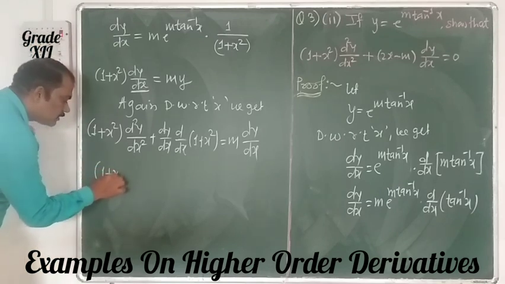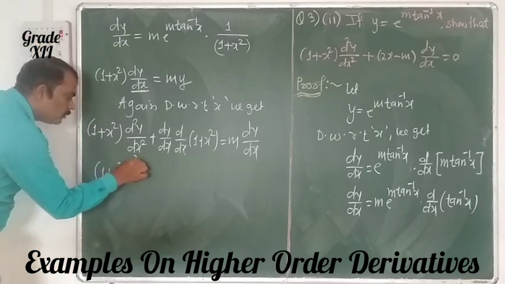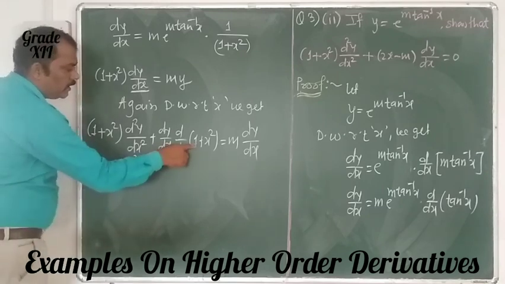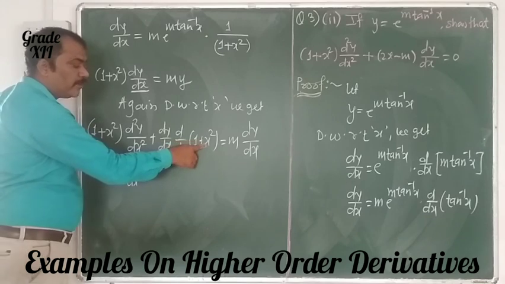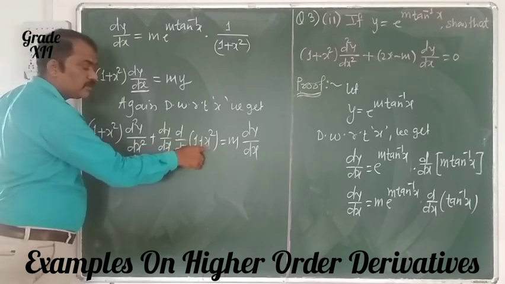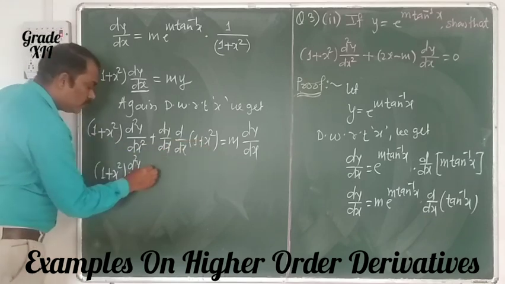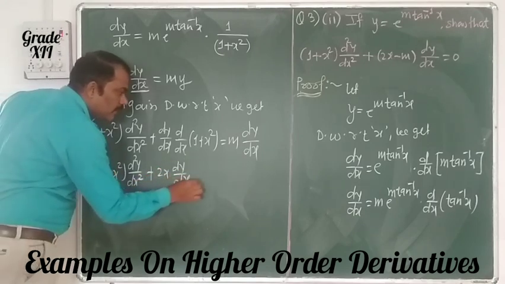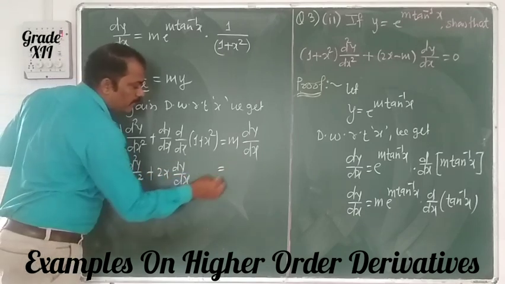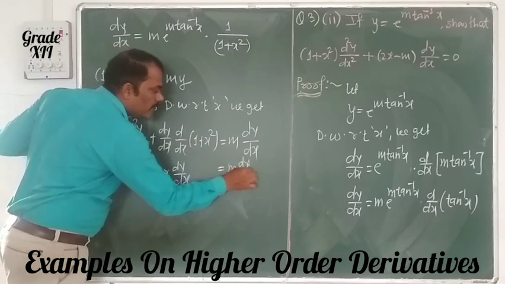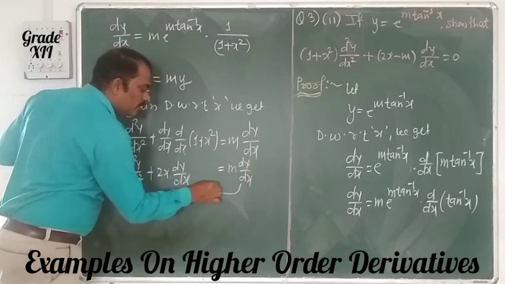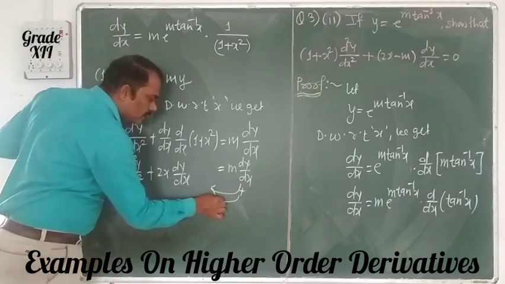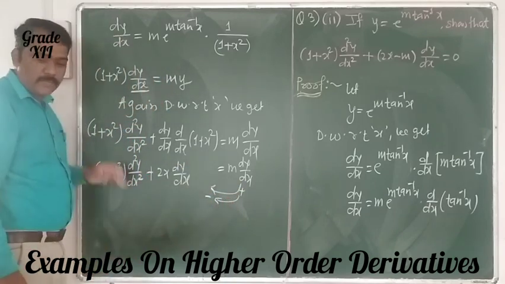So we get 1 plus x square into d2y by dx square. Derivative of 1 is 0, derivative of x square is nothing but 2x; 0 plus 2x is nothing but 2x. So plus 2x dy by dx is equal to m into dy by dx. You have to transfer this term to this side. On this side it must be plus; when you transfer to the other side, it must be minus.